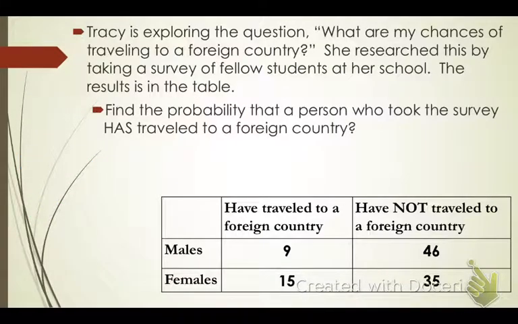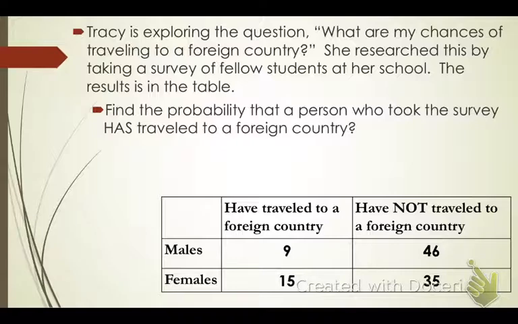Now, Tracy's exploring the question, what are my chances of traveling to a foreign country? She researched this by taking a survey of fellow students at her school, and the results are in the table. This is an example of a two-way frequency table. We have columns that represent traveling to a foreign country and not traveling to a foreign country, and rows that represent number of males and females in each category.